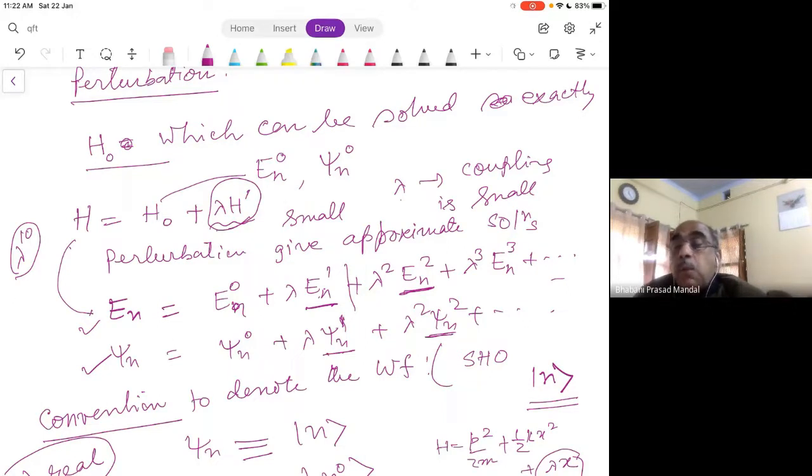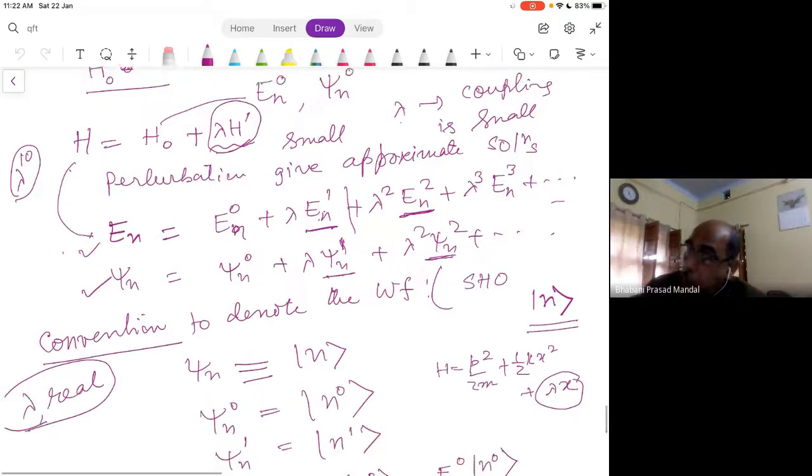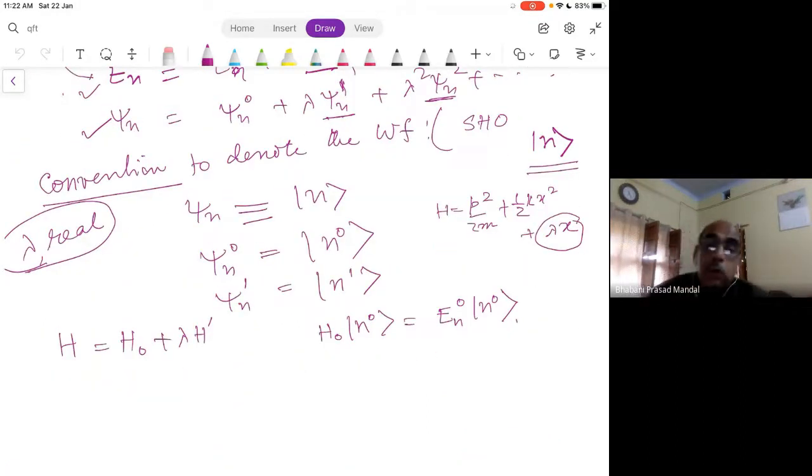Okay, sir. So my point is that perturbation will be valid, or you can find a solution, only when you have a small addition to the normal Hamiltonian, which can be solved. You can ask, if it is not small, then what will you do? Then you have to follow another method. The perturbation method will fail.